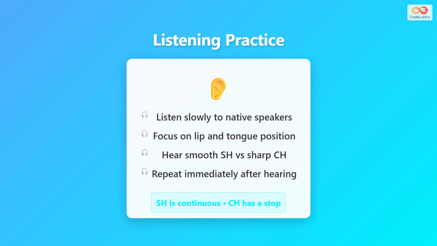Here is how to practice listening. Listen to native speakers slowly and carefully. Focus on the lip and tongue position of the speaker. Train your ear to hear the difference between smooth SH and sharp CH. Listen to slow-motion audio if possible. Repeat immediately after hearing each word. The key difference is that SH is a continuous sound, while CH has a stop at the beginning. Practice listening daily for best results.